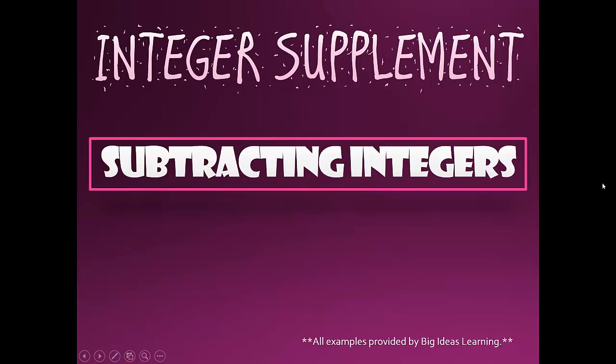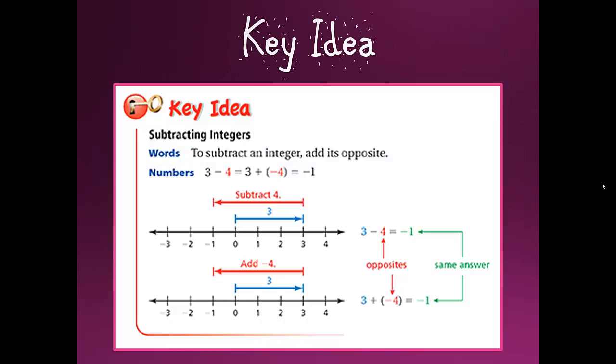Today's lesson is on subtracting integers. First, we'll look at our key idea for subtracting integers. To subtract an integer, add its opposite. So 3 minus 4 would be equal to 3 plus negative 4, which equals negative 1.